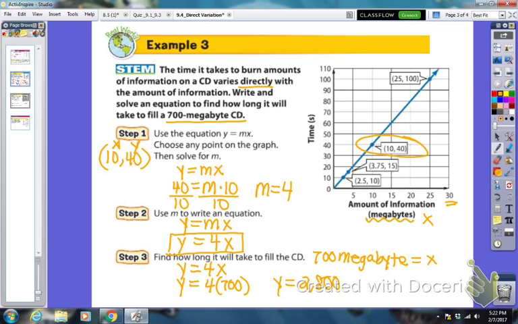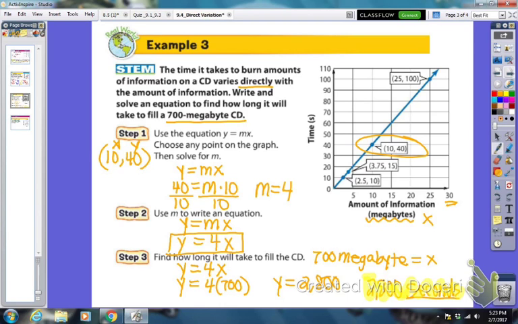So how long is this going to take? It's going to take 2,800, and make sure you label it. The time is in seconds. So this is your final answer. And I could use that same equation. Say I wanted a 500 megabyte CD. That would be 4 times 500. If I want 100, I would replace the x with 100, and it would be 400 seconds. So you could use that equation for any amount of megabytes.